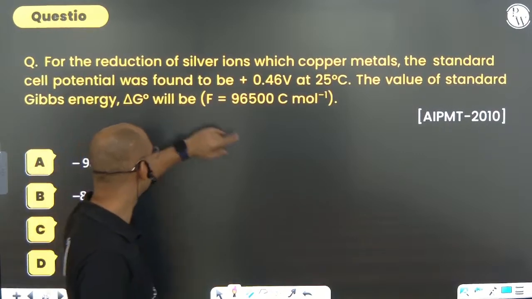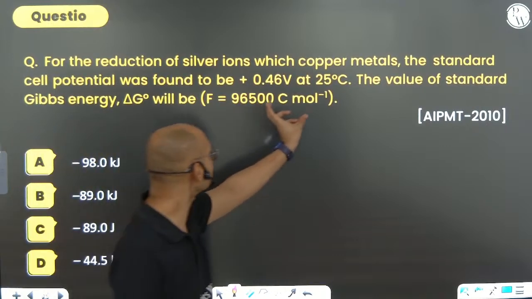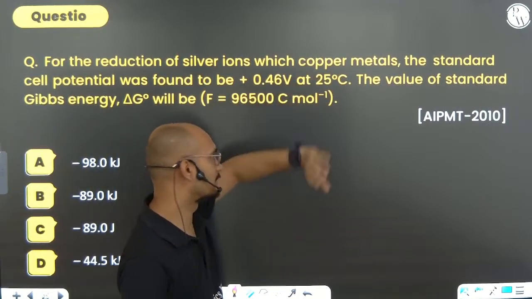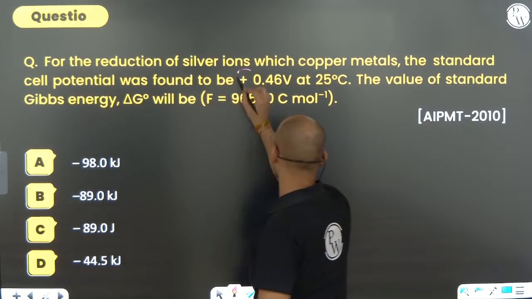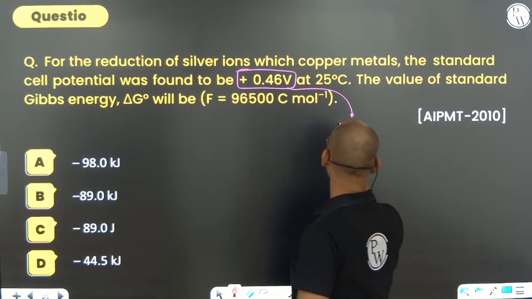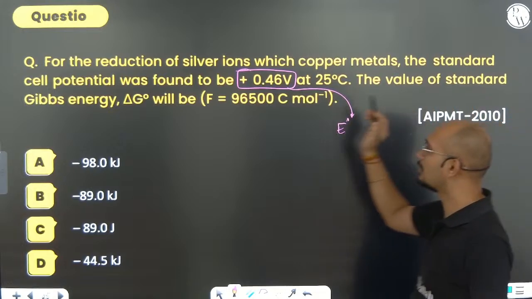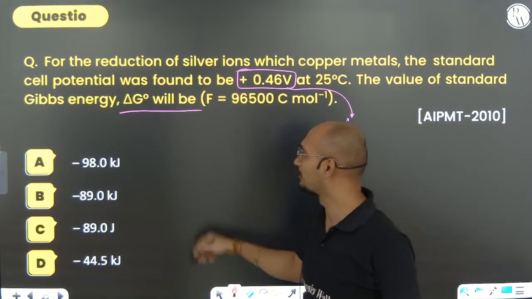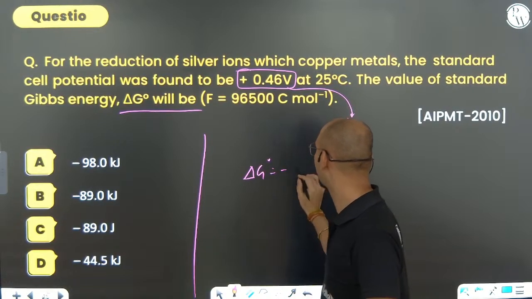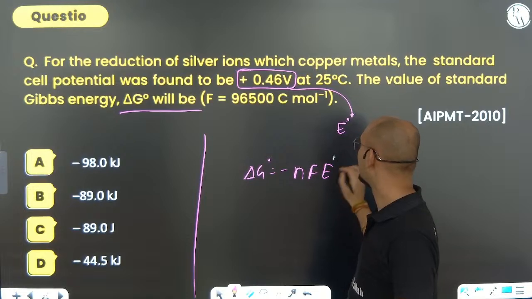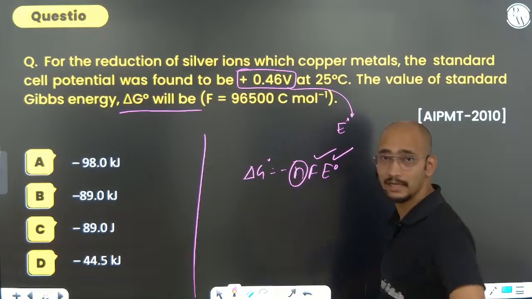For the reduction of silver ions with copper metal, the standard cell potential was found to be this much. That's a very good thing, that standard E naught cell value is given at 25 degrees Celsius. The value of standard Gibbs energy, delta G naught, will be... I hope you all can find out. Delta G naught equals minus nFE naught. E naught ki value is given, F ki value you know. You just have to find out n. How do you find out n?